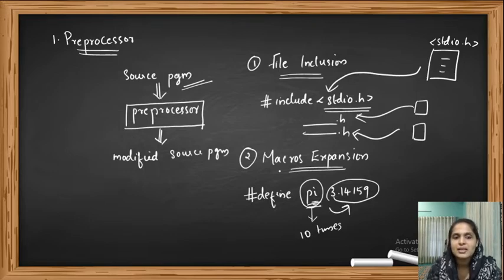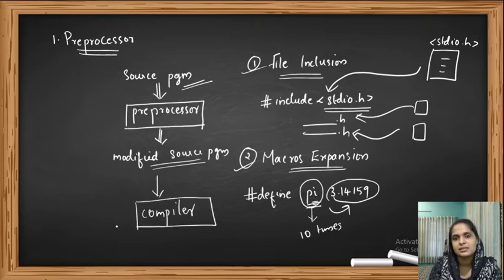So these are the 2 tasks of the preprocessor. Remember, the first task is file inclusion and the second task is macros expansion. After including these files and expanding the macros, the modified source program will be obtained. Now this modified source program will be fed to a compiler. So the second step in the analysis of a source program is the compiler. Now what does the compiler do? That we have already seen in the previous video, right? The compiler will take the source program or the modified source program as input, and it will produce a target code.